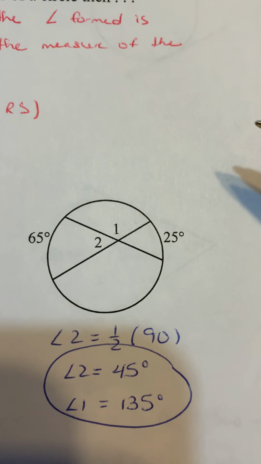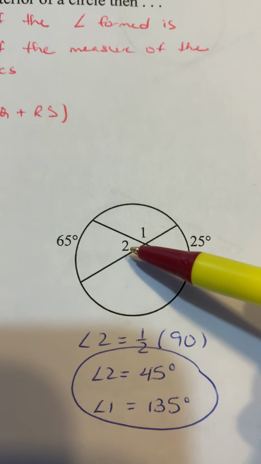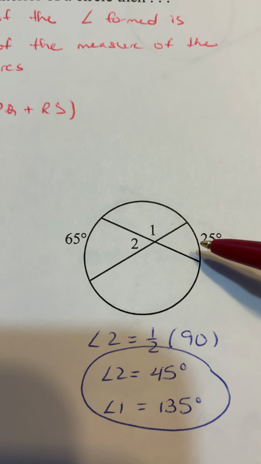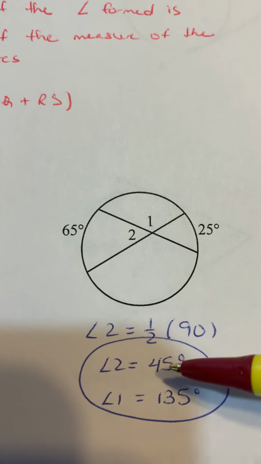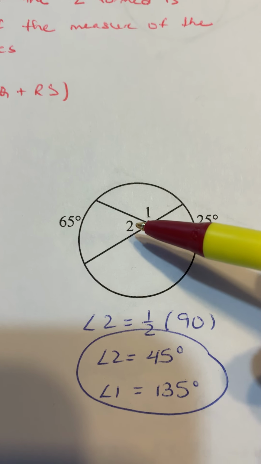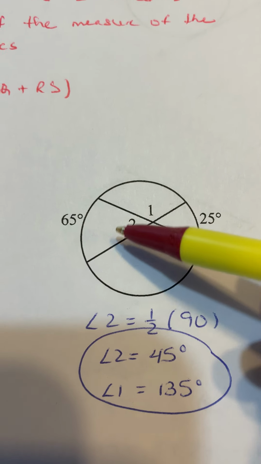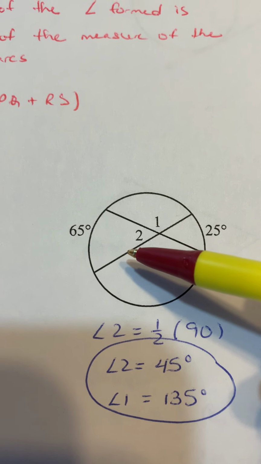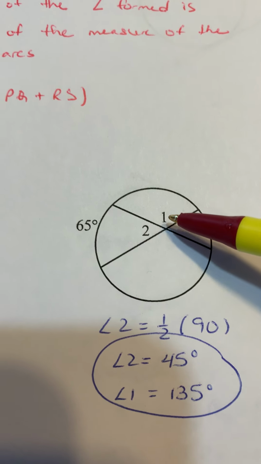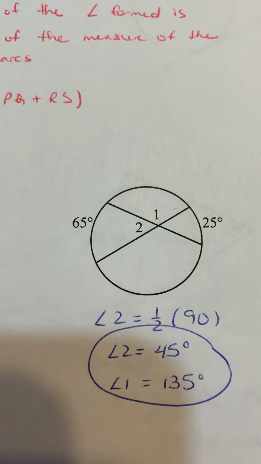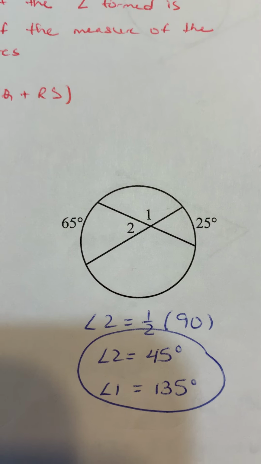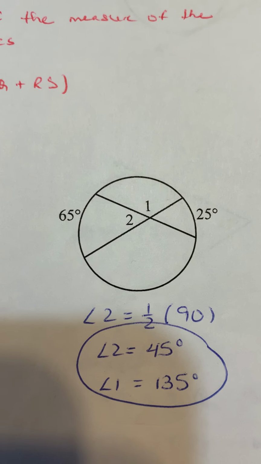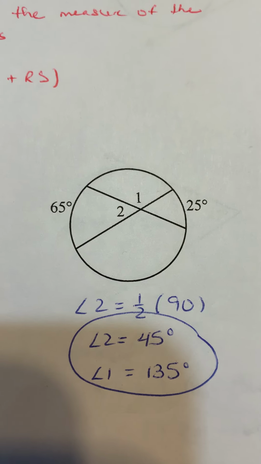Moving on to the second example. They're asking for 1 and 2 again. I'm going to start with 2 this time because I have the arcs. So 65 and 25 is 90. Half of 90 is 45. So angle 2 is 45. These are now supplementary. Angles 1 and 2 make a straight line. Angles 1 and 2 are supplementary. So if this is 45, that's 135. So take whatever 2 arcs they give you, find that angle first, and then find the one beside it because they're supplementary. Subtract from 180.